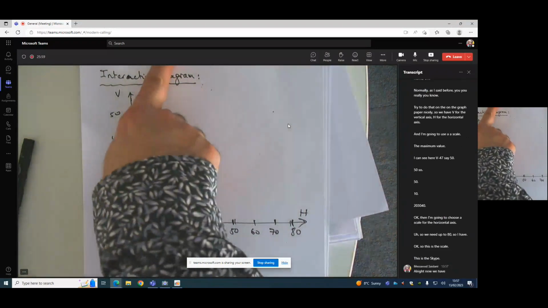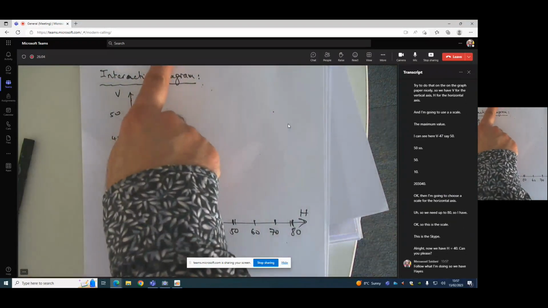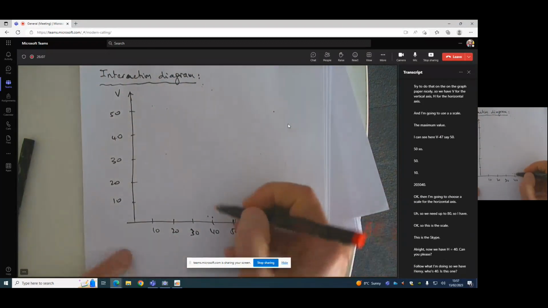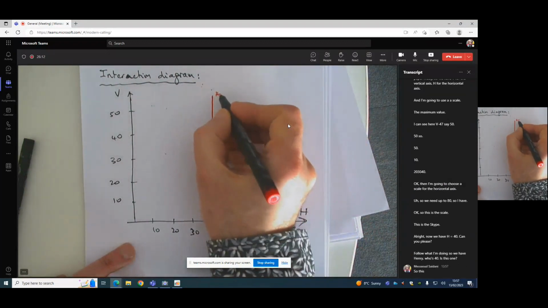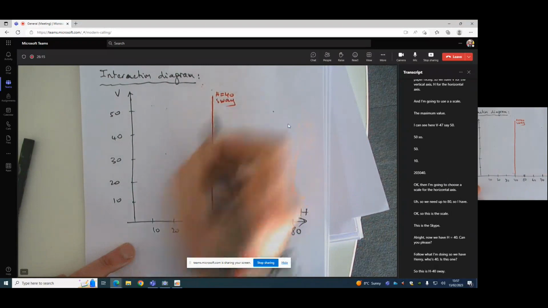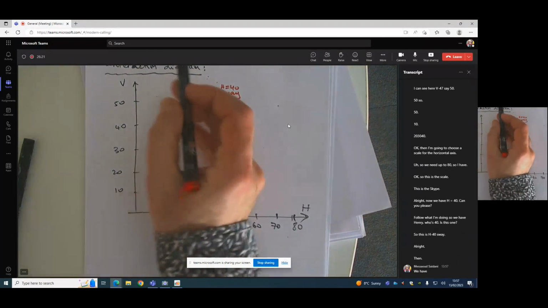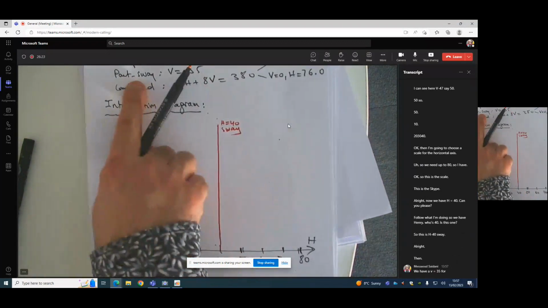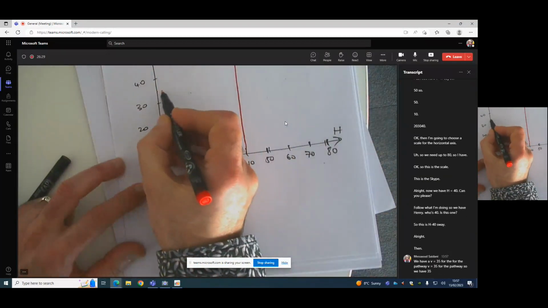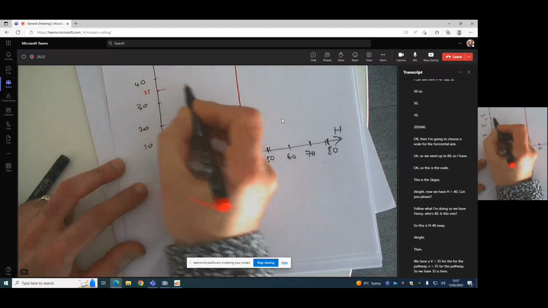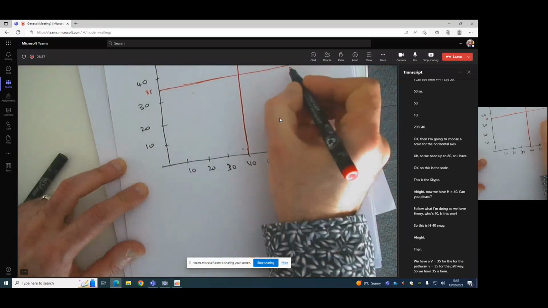Now we have H equals 40. Can you please follow what I'm doing? So we have H equals 40, which is here. So this is H 40, the sway. All right. Then we have V equals 35 for the part sway. So we have 35 here. This is the part sway.